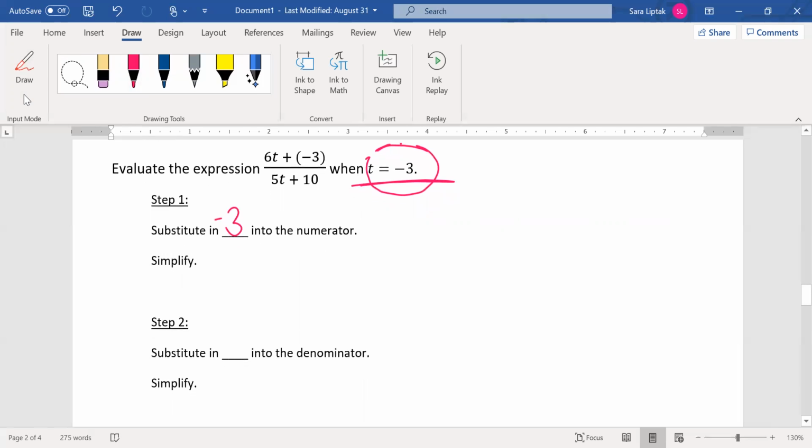Then we can simplify. So let's do that work off to the side. 6, instead of writing t, we write the value of t in parentheses, which is -3. And we are going to be adding a -3 to that.